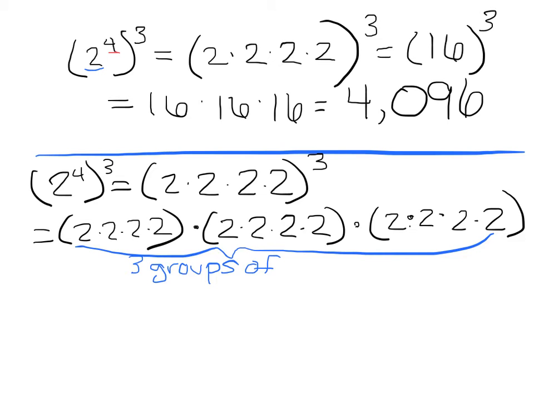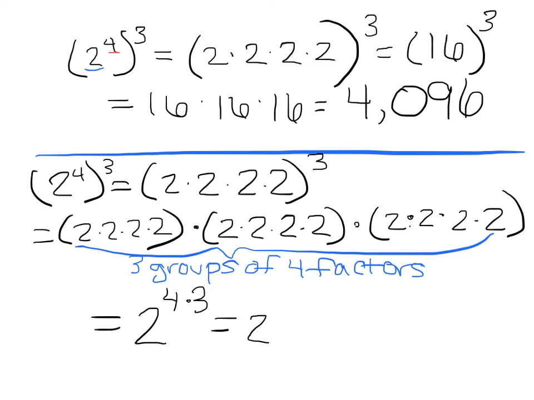of 4 factors, which would give me 2 raised to the 4 times 3. So 3 times 4 would give me 12 factors of 2, which, when I figure that out, equals 4,096.